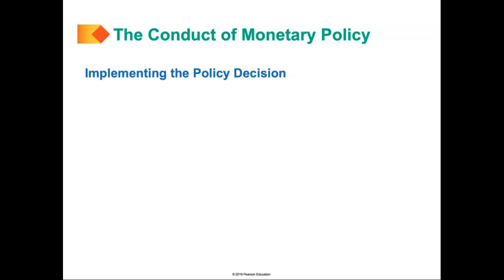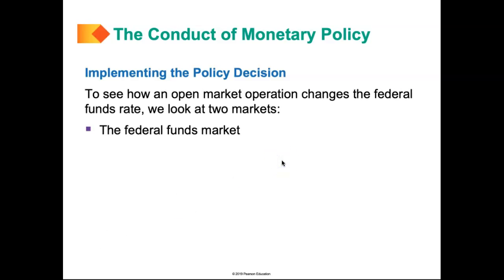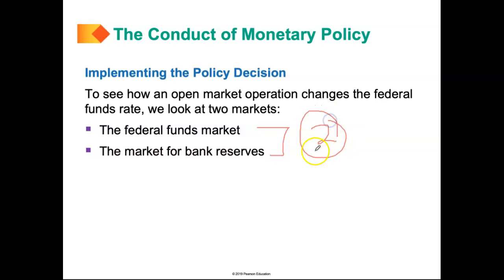We're still looking at monetary policy at a more in-depth level. And now we're going to be looking at two markets, specifically the federal funds rate market, and also the market for bank reserves, and basically how these two markets influence monetary policy in the United States, okay? So these are the two markets we're actually going to be looking at.